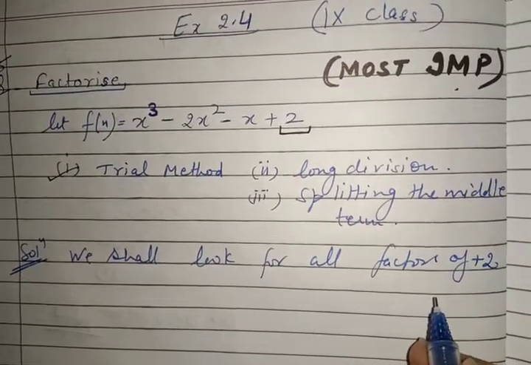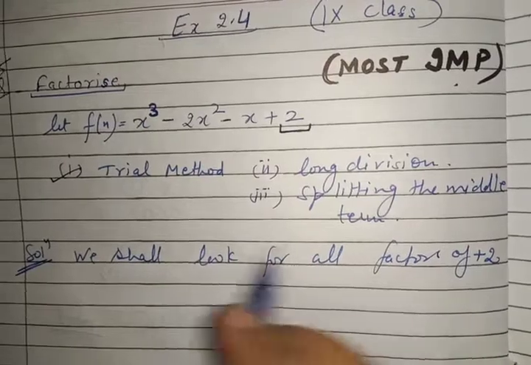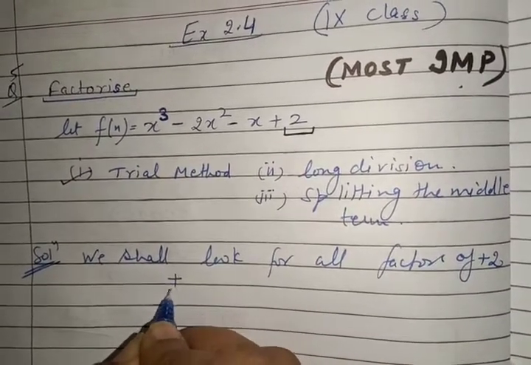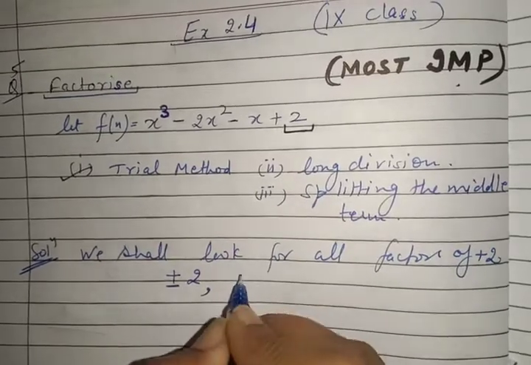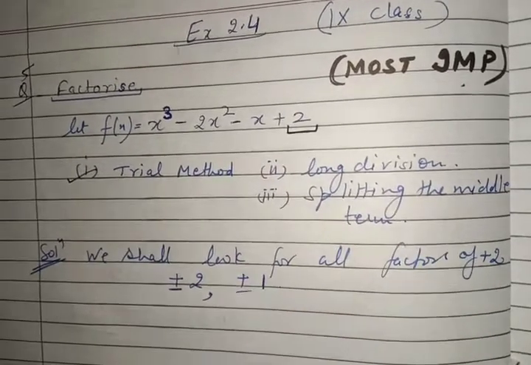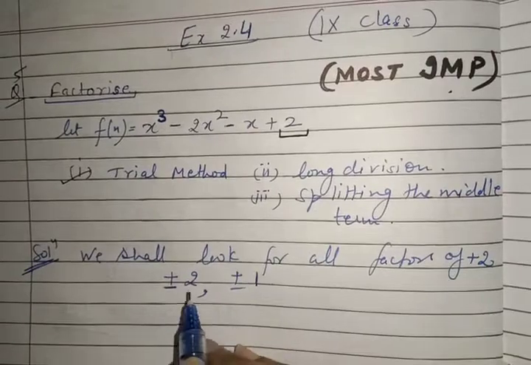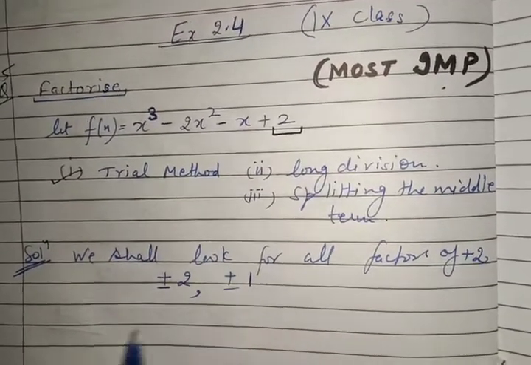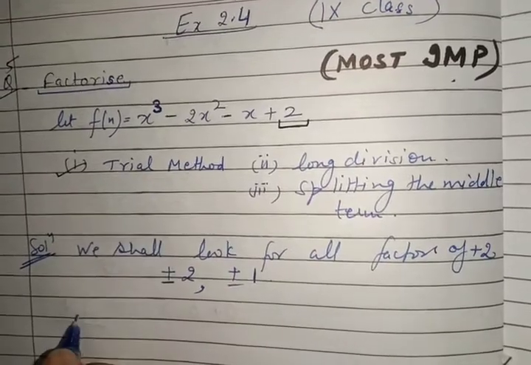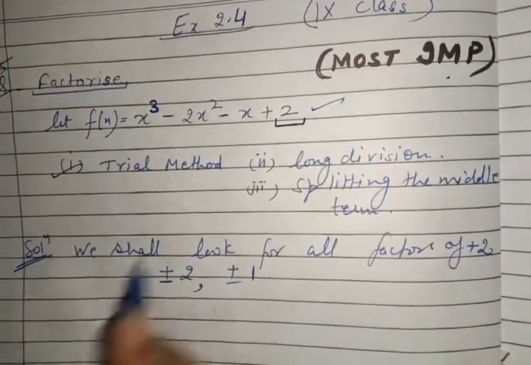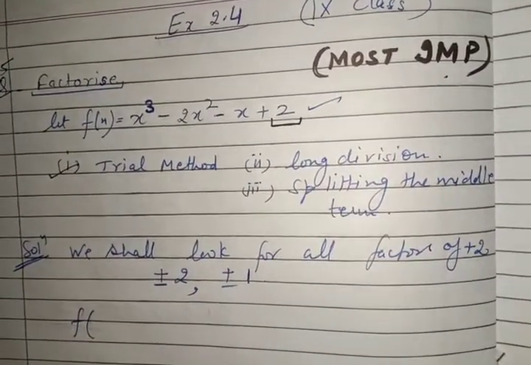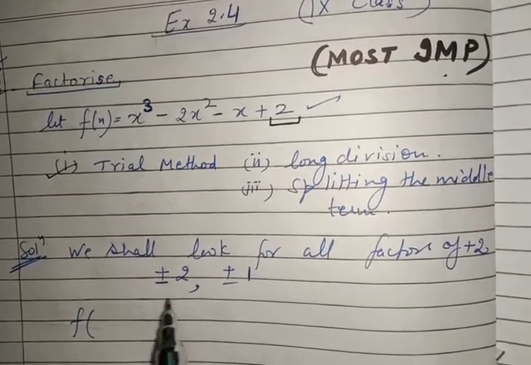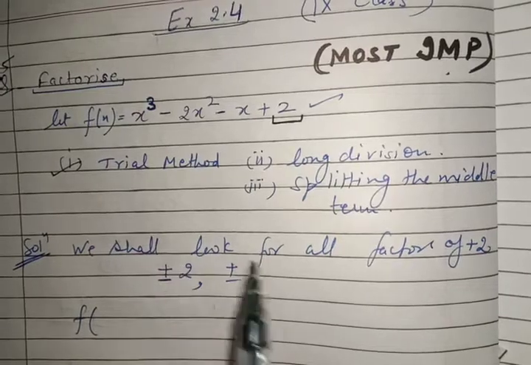So factors of plus 2 are plus minus 2 and plus minus 1. All of you know that factors of plus 2 is 2 and 1, but we can write plus minus 2 and plus minus 1. So trial method. So if it is f(x), we'll try for any number out of these 4. Plus minus 2, plus minus 1, we can try for any number out of these 4.